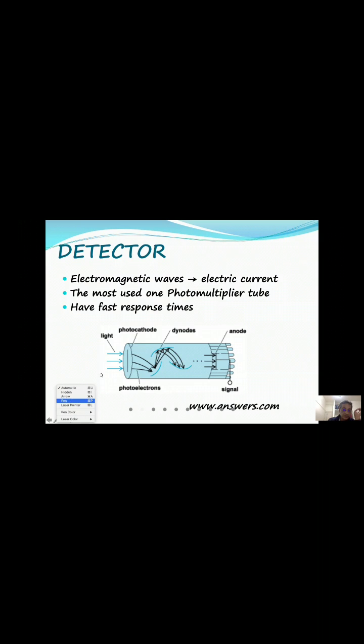You can see here this is the light source, say UV. This is a kind of detector. If this light comes here, what happens is there is a cesium or rubidium atom, which has a low work function for electrons.